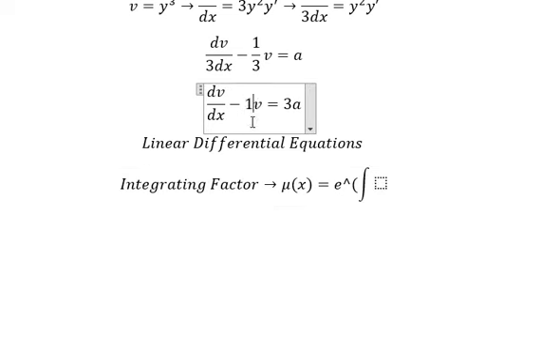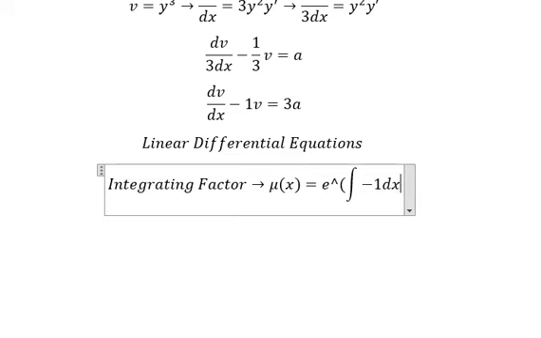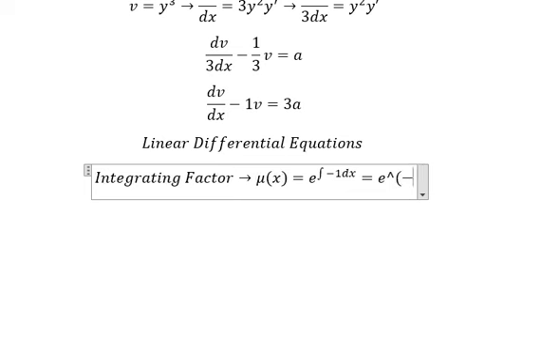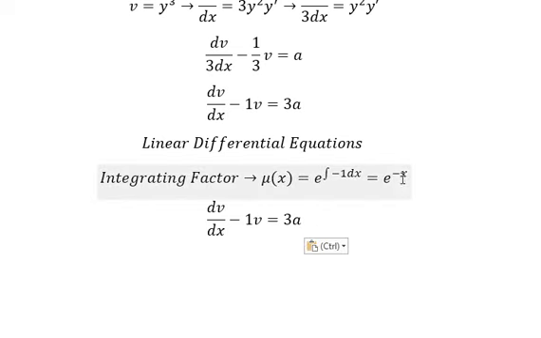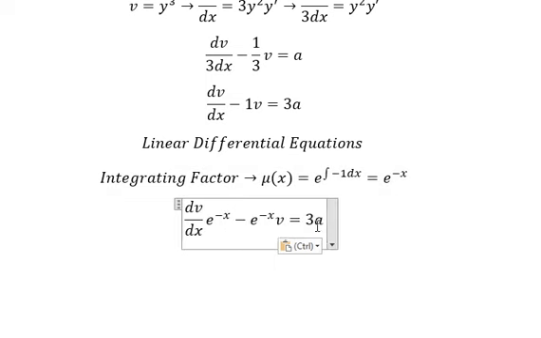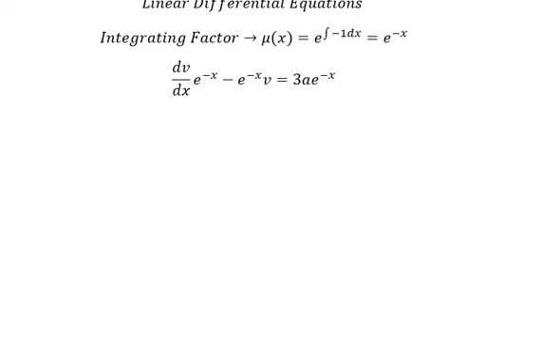We see that negative number 1 next to v. This is for the integrating factor, so I will put negative number 1 here. And now we have e to the power of negative s. Next, we need to multiply both sides by this one. Next, we need to put the integration for both sides.